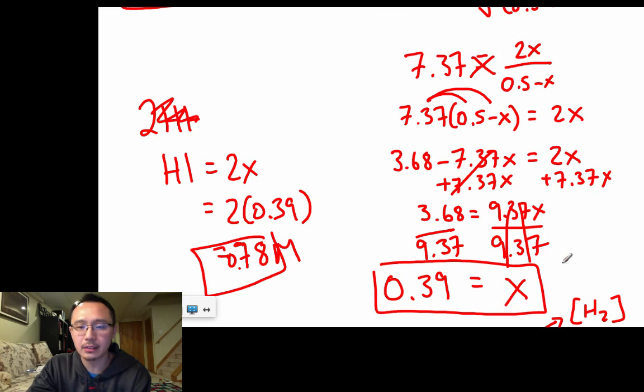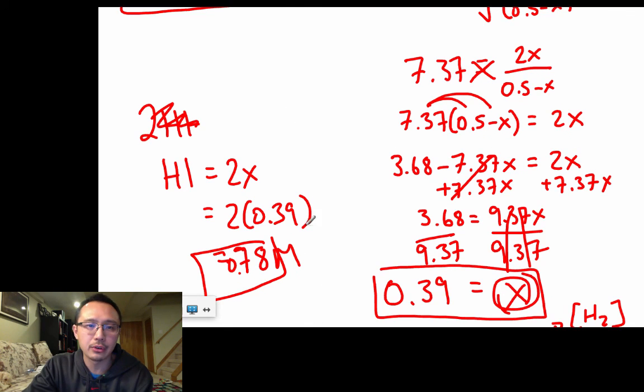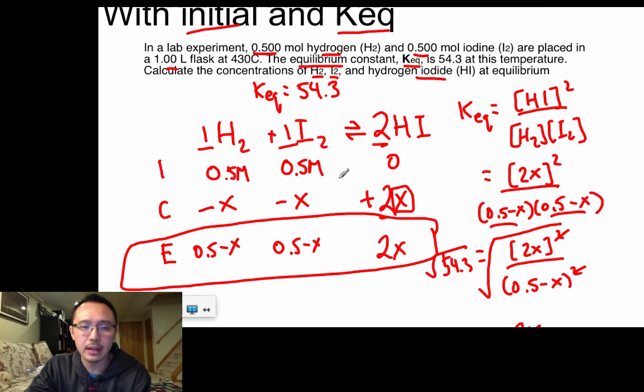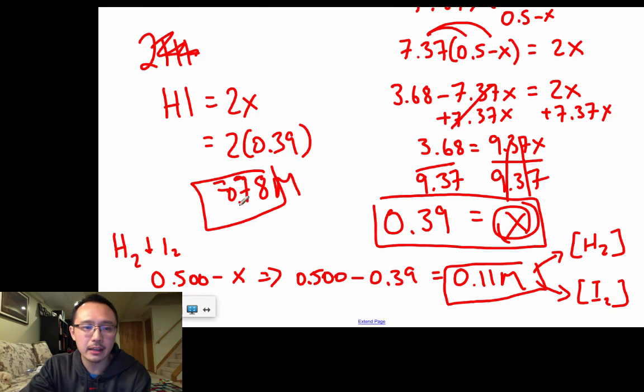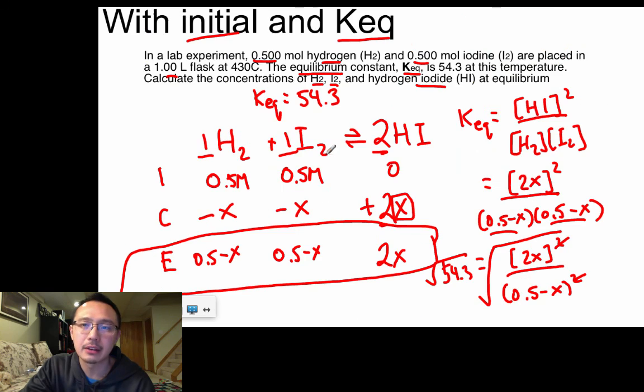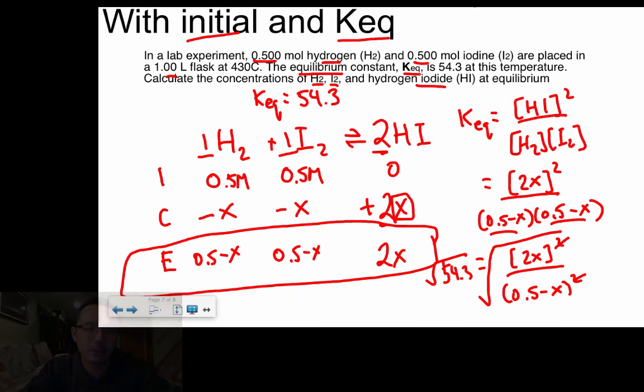Once you solve for x, you just substitute this x number back into your original amount, which is 2x. So your HI is 0.78 molar. H2 and I2 are 0.11 molar. This is the most difficult one out of all your ICE chart calculations, but practice it. You can stop and replay this. Hopefully this video has helped you calculate this. Thanks for watching.